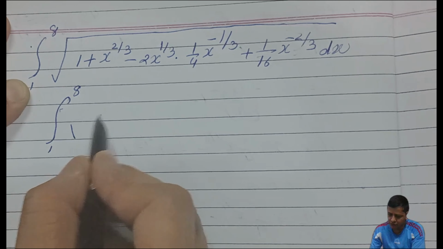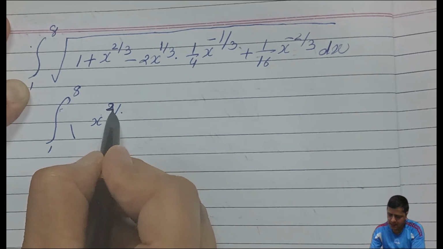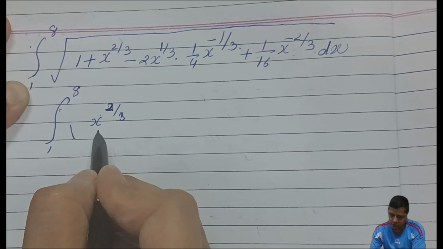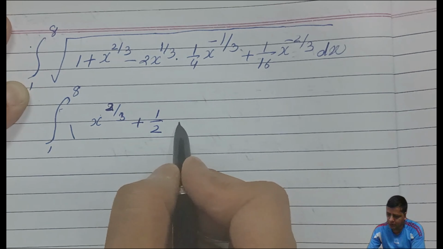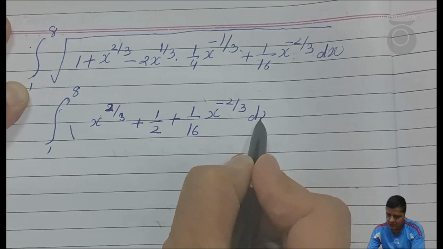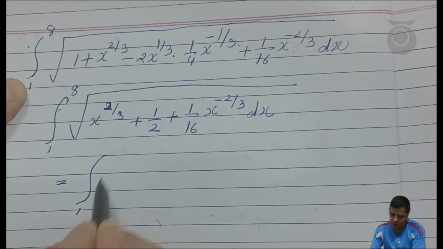So now let's go for the simplification, and once you simplify further, you will get x to the power of 2 by 3, plus half, plus 1 by 16 x to the power of minus 2 by 3, dx, the whole root. The minus term goes to that side, so it gets combined with something. We simplify this to get this. Later you can check how.